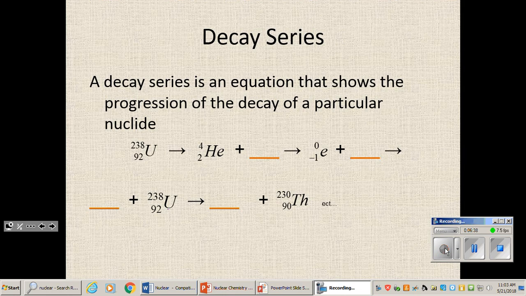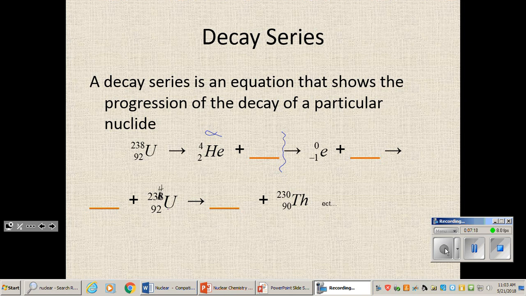Okay, so what we're showing here is a decay series, and it's really just a little equation that tells you what's happening to that nuclide. So one thing you want to be able to do is fill in the blanks. This is the law of conservation. Just like matter and mass cannot be created and destroyed, what appears before the arrow must equal what appears after the arrow.